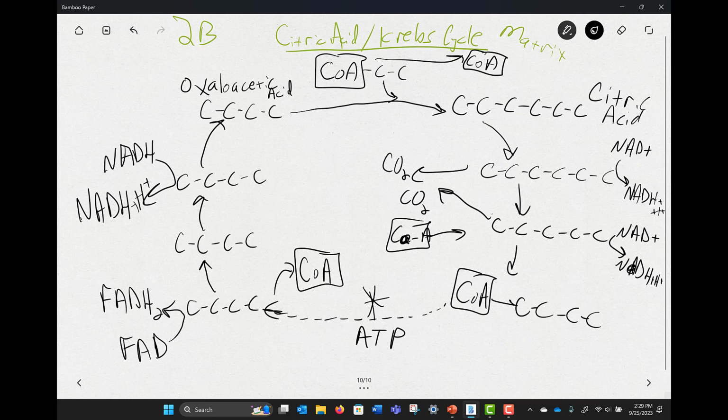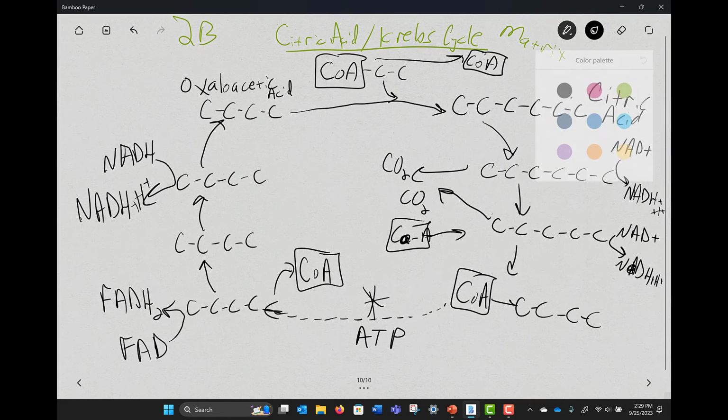Everything we draw on this board has happened twice. Once for the one molecule of pyruvic acid that in the previous phase became acetyl-CoA, and once for the other molecule of pyruvic acid that became acetyl-CoA off screen. For one molecule of glucose, we go through the citric acid cycle 2 times.